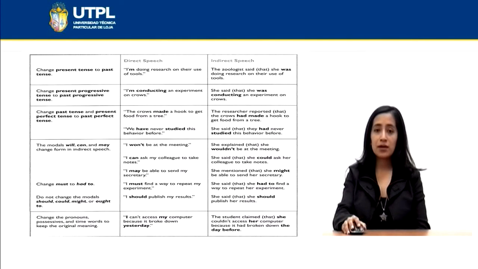If you have the modal must, it will change in the reported speech to had to. I must find a way to repeat my experiment. She said that she had to find a way to repeat her experiment. Don't change the modals should, could, might, or ought to if they are used in the direct speech. For example, I should publish my results. She said she should publish her results. Also, you need to change the pronouns, possessives, and time words to keep the original meaning. This we are going to talk about later.